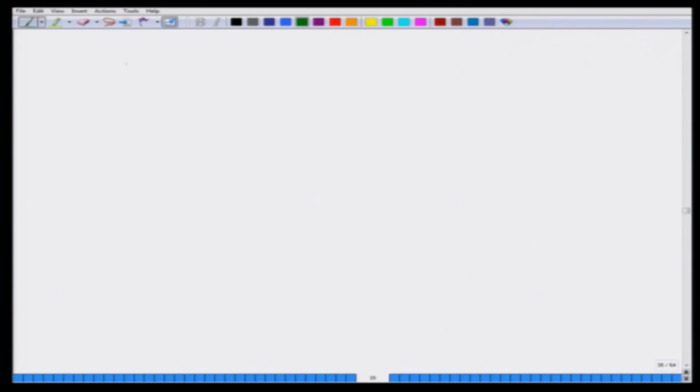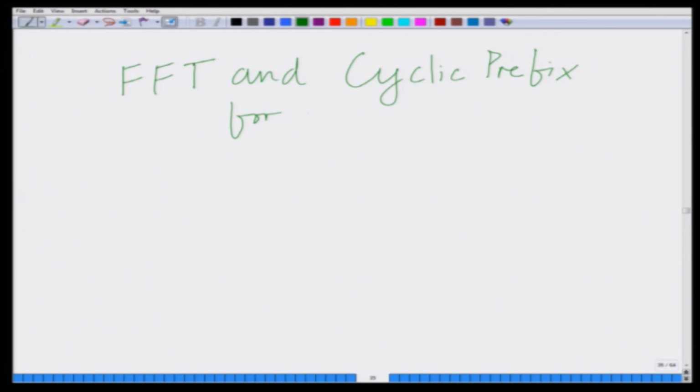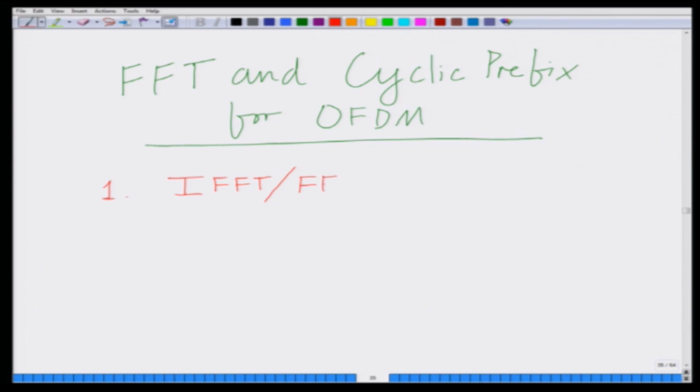So, today we are going to look at FFT and cyclic prefix for OFDM, that is orthogonal frequency division multiplexing. So, we will look at two key aspects. One is the IFFT/FFT processing.